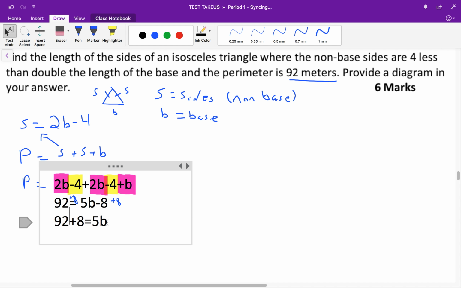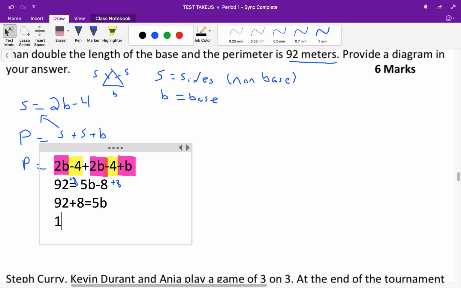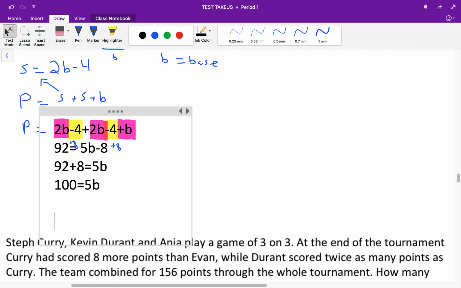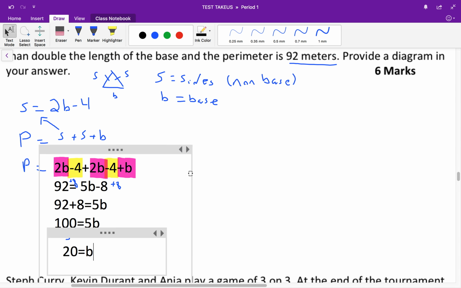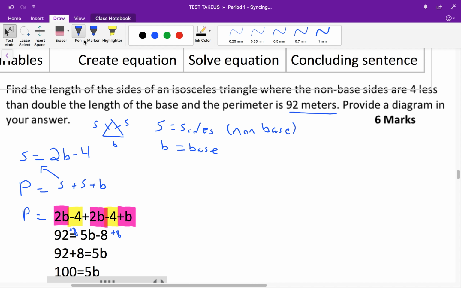And that's going to get us to 100 equals 5B. And we're going to have to divide that here by 5, here by 5. So we're going to get 20 equals B. So now we know our base here is 20.